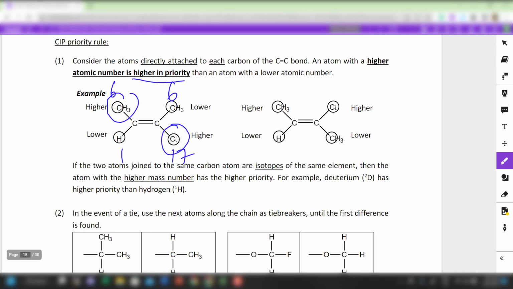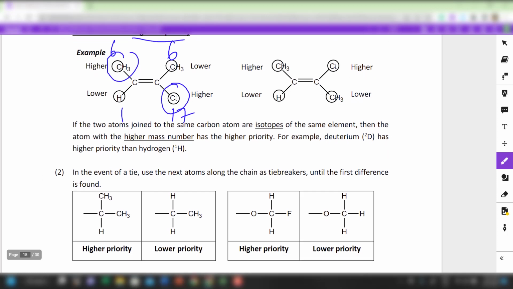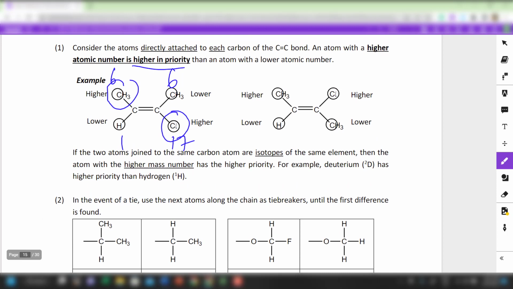So because they are on opposite sides, we'll call it E. It's just by convention. Of course we are not naming right now, but just take note that if they are on opposite sides, we'll call it E, same side we'll call it Z. This part of the lecture notes hasn't gone into the naming yet. The naming comes maybe in the second half or in the following page. But what we are looking at right now is the assignment of the priority.